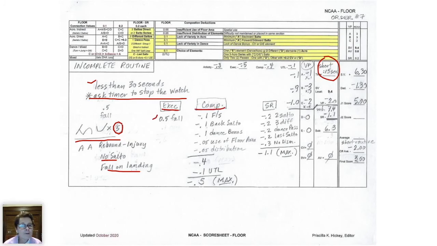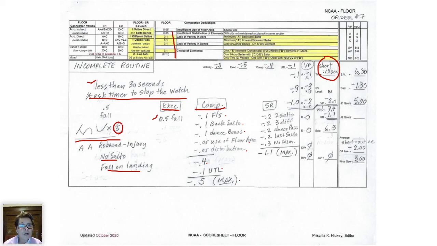Composition, remember the sheet that we looked at before. The maximum that you can take for all of the composition is 5/10. So I took off for no forward sideward, no backward salto, no dance bonus. She didn't use the floor area and she had no distribution for 4/10. And then her UTL was lacking. And I would put my little UTL sign up and I would take a maximum of 5/10 for composition.